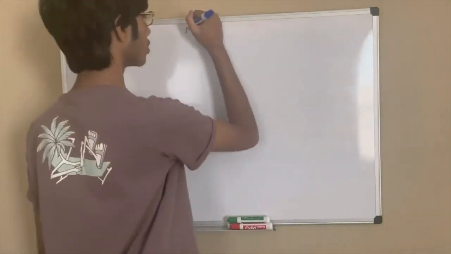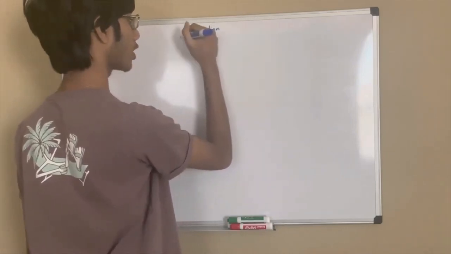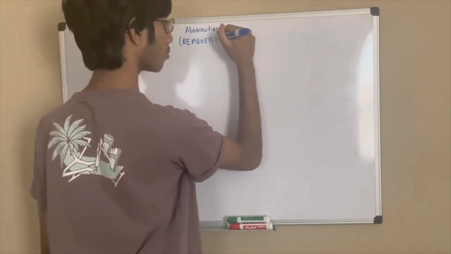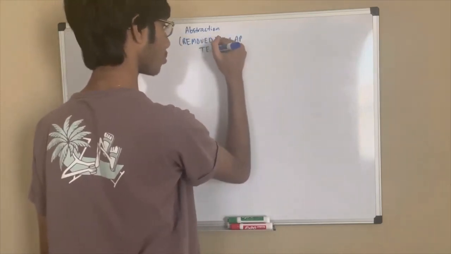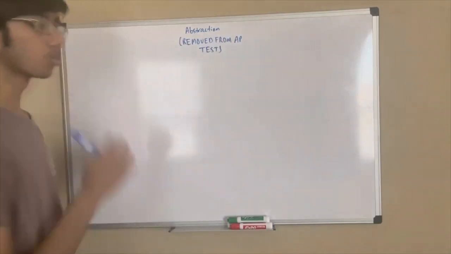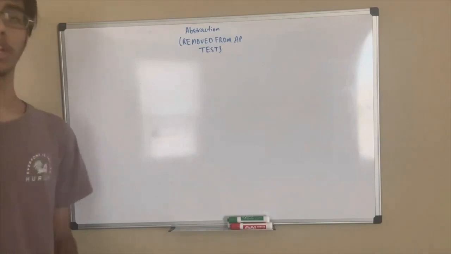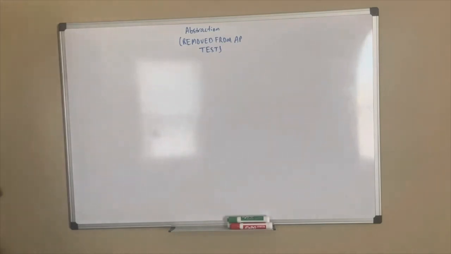Okay, so this lesson's about abstraction. Abstraction is removed from the AP test. Many teachers will still teach it even though it's removed, because many people taking computer science courses in high school, like AP CSA, will probably plan to go further into that and get a degree in college or something like that. So that's why a lot of teachers still like to teach abstraction, even though it's removed from the AP test.